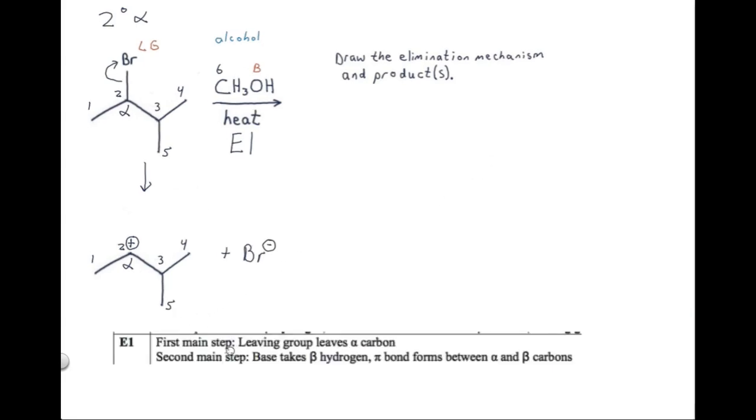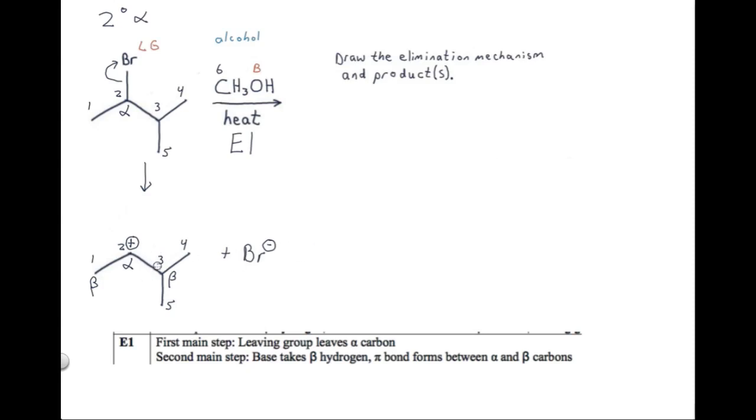Now we're ready for step 2 of the E1 mechanism. We have to show the base taking the beta hydrogen. So first of all, we have to identify the beta carbon. Remember, we're going to continue to label carbon 2 as the alpha carbon because it has the positive formal charge. And we will label carbon 3 and carbon 1 as our beta carbons because they're attached to the alpha carbon.